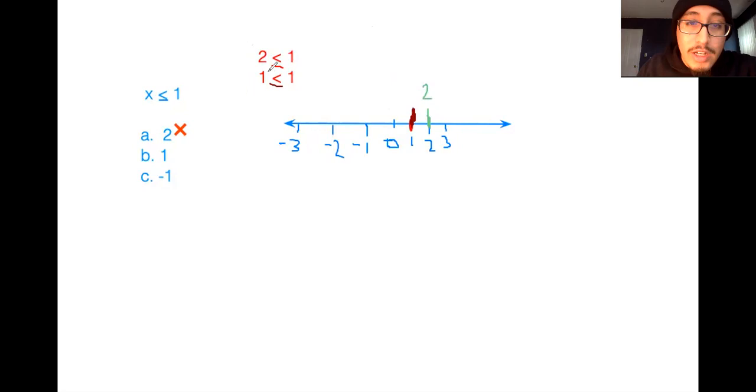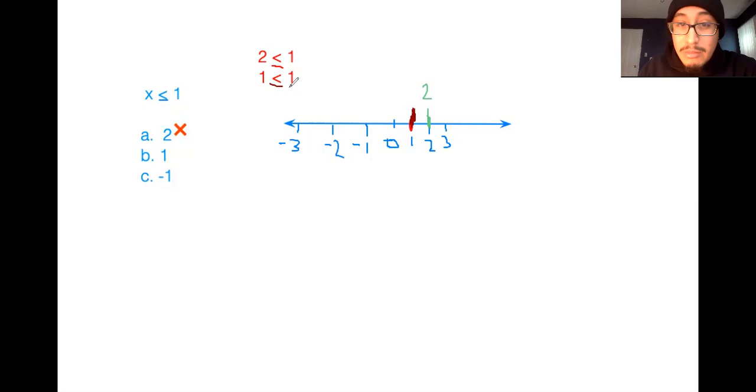1 is not less than 1 because 1 and 1, they're the same thing. So are 1 and 1 equal? They are. As you can see, they're in the same spot. And the only reason you're allowed to have 1 as the answer is because of the line on the bottom. That means equal to. That means you're including, not excluding. Including means it's with you, you're allowed to use it. Excluding is like, you don't want it anymore. It's not there. It's like your ex, you're not going to see it anymore. It's excluded. It's gone.